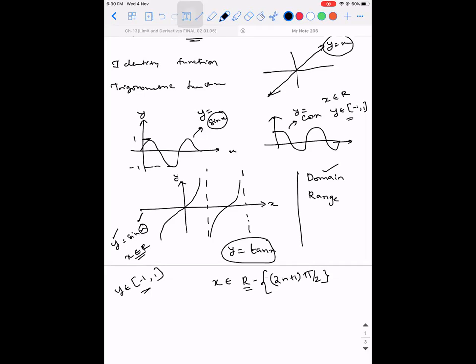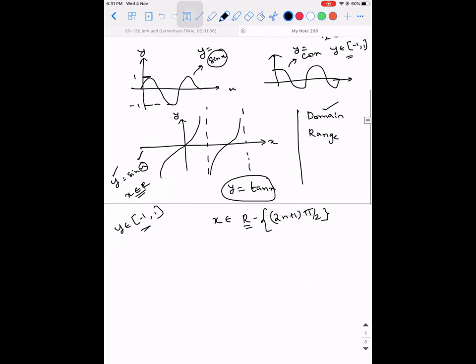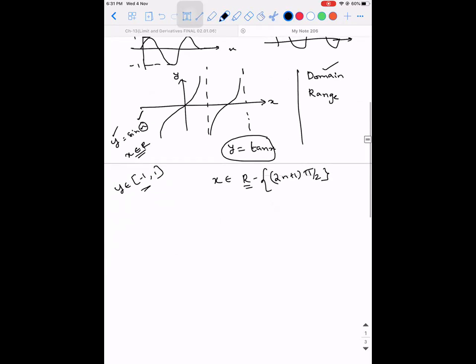Because when I substitute pi by 2 in the case of tan x, tan pi by 2 is going to give me infinity. But what is the definition of domain? Tell me. Domain is only the set of those input values which give me a finite output. The number should be a finite number. It should not be an infinite number. Right? That is why x belongs to R except (2n plus 1) into pi by 2. And the range is going to be minus infinity to infinity.